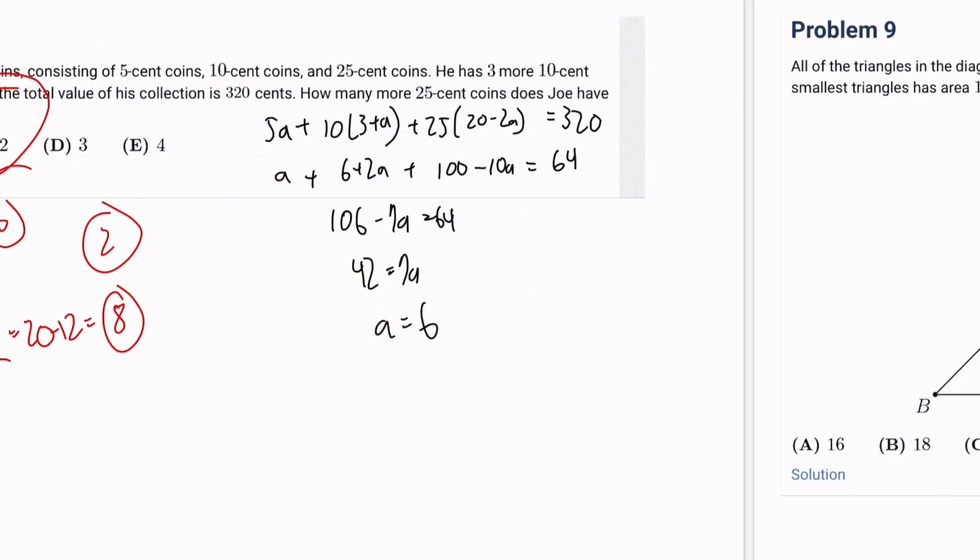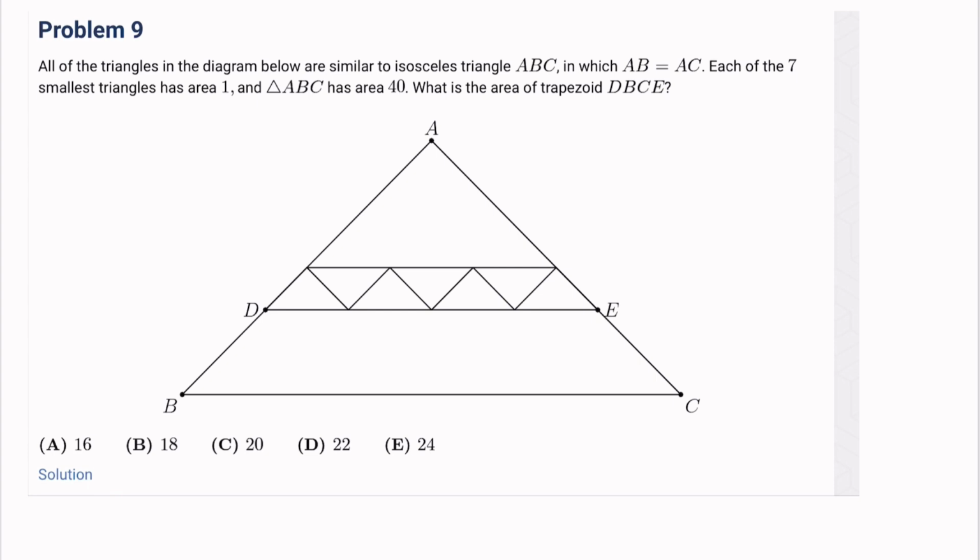It's C. Number 9, all of the triangles in the diagram below are similar to isosceles triangle ABC, in which AB equals AC. Each of the 7 smallest triangles has area 1, and triangle ABC has area 40. What is the area of trapezoid DBCE? Right, so we want the area of this trapezoid right here. So what we have to do is get the whole area and subtract ADE from there, right? But then we have the area of ABC, which is 40, so we just need to get this area and subtract it, right?